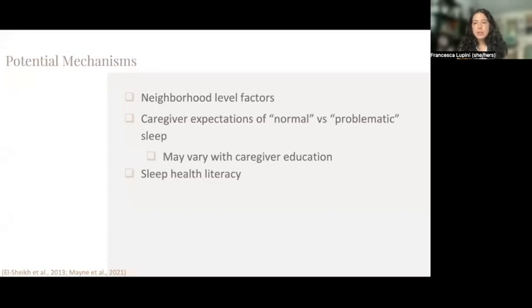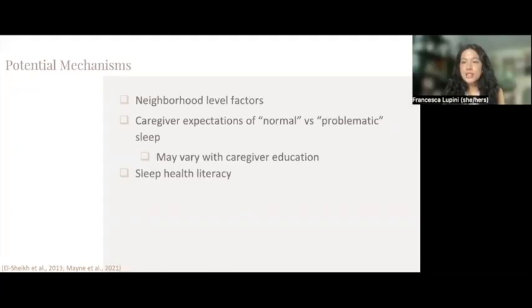So thinking about these outcomes from a socio-ecological perspective, multiple levels of factors may be contributing to study findings. So for example, while we were looking at family level factors like income to needs, this may be reflective of neighborhood level factors like light, noise, overcrowding, and safety concerns that we know impact sleep patterns. Another factor that may play into this is caregiver expectations of normal versus problematic sleep, which may vary with caregiver education. So even though there were no differences in sleep patterns by caregiver education level, we did see that sleep problem endorsement varied by that socioeconomic indicator.